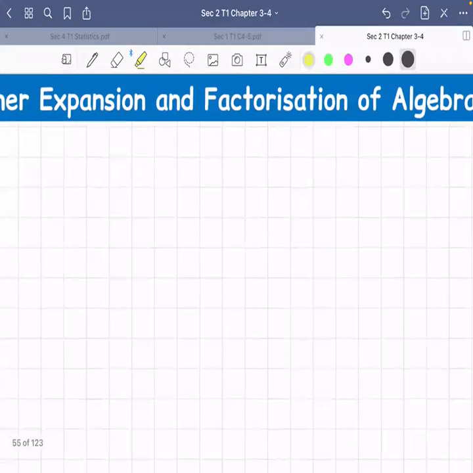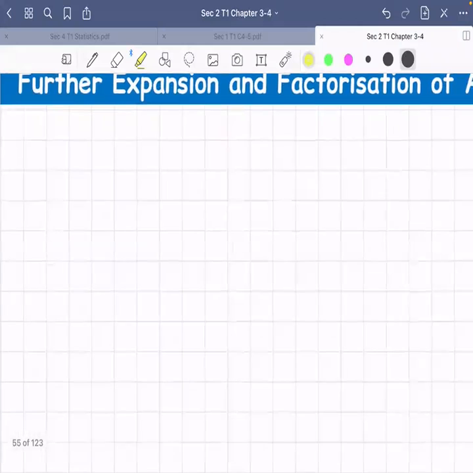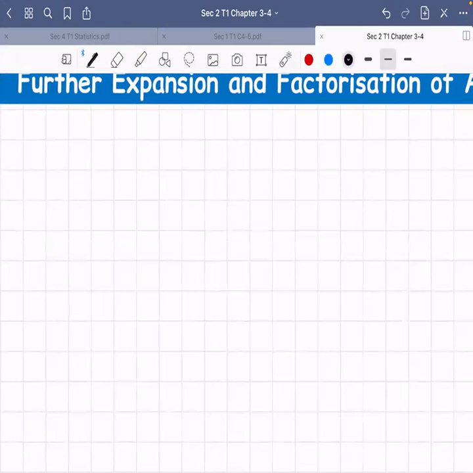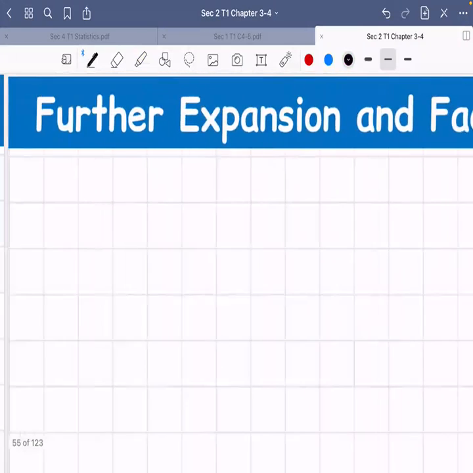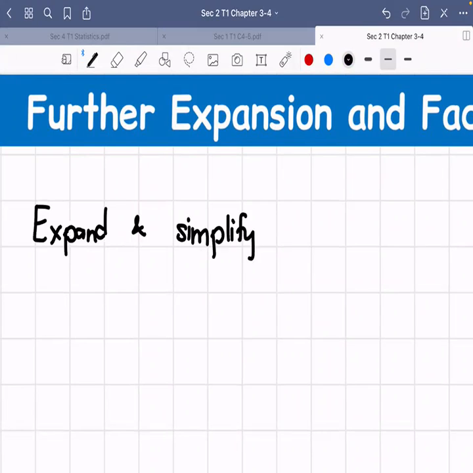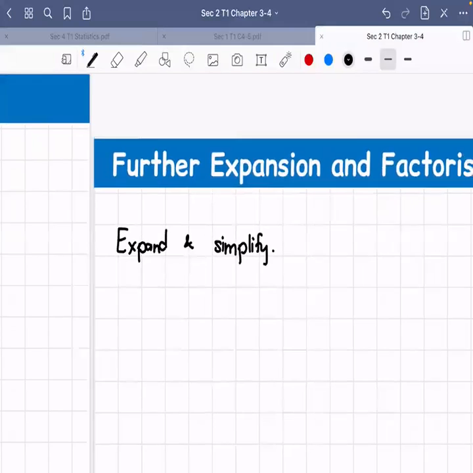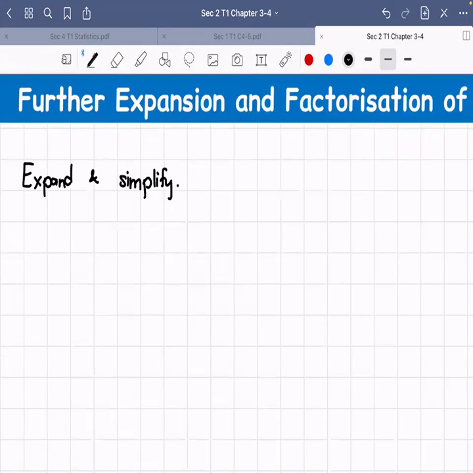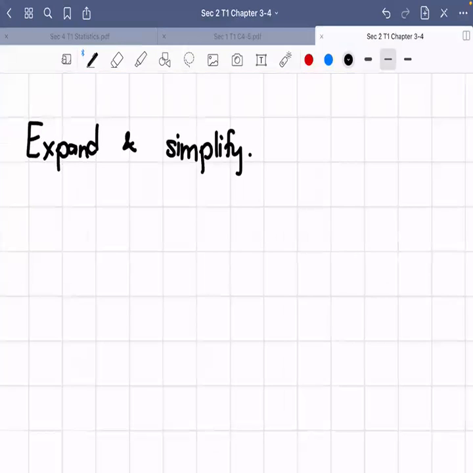Okay, so please go to page 99. Okay, let me write. Okay, so just expand and simplify.